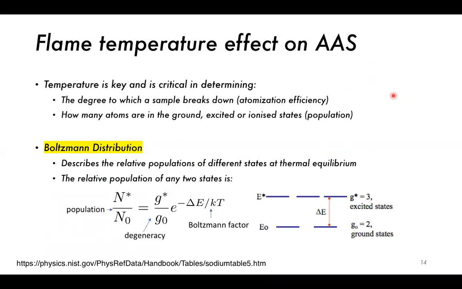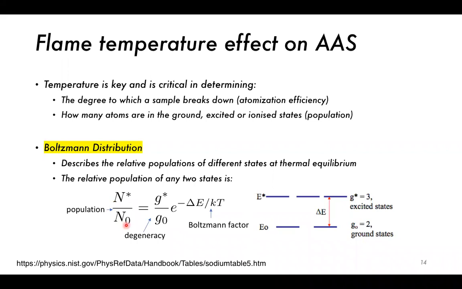So the flame temperature effect on AAS. So the temperature is key and is critical in determining the degree to which a sample breaks down. So the atomization efficiency. So how many atoms are in the ground, excited or ionized states are the population. So the Boltzmann distribution kind of describes how these are distributed between the ground and excited states. So this describes the relative populations of different states at thermal equilibrium, and the relative population of any two states is given as so.